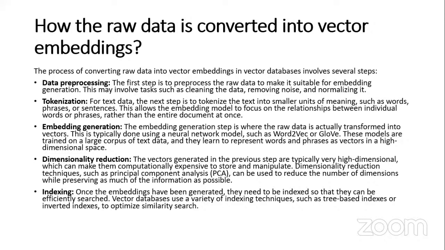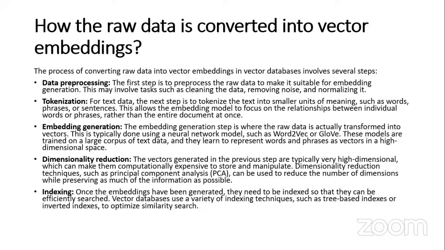Then we have dimensionality reduction. The vectors generated in the previous step, in vector embeddings, are typically very high dimensional. So they can be computationally expensive to store and manipulate at the end of the day. So we are going to reduce the dimensions. You can use dimensionality reduction techniques such as principal component analysis, where you reduce the number of dimensions while preserving as much information as possible.